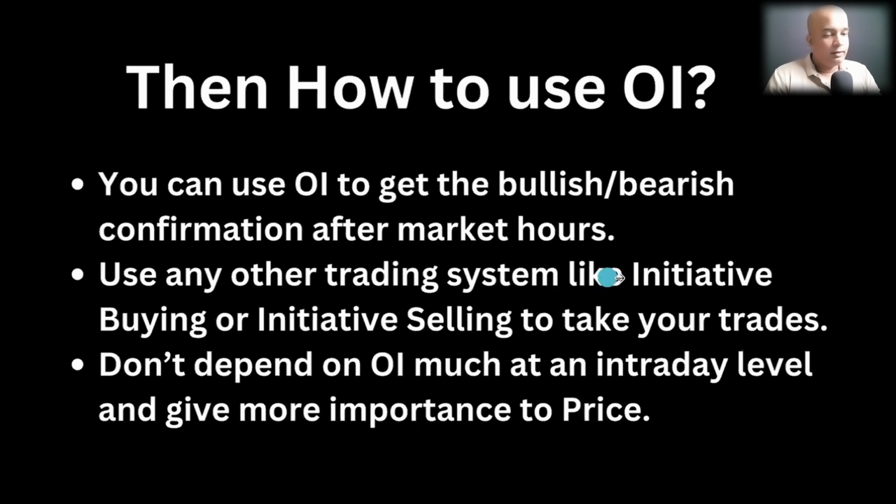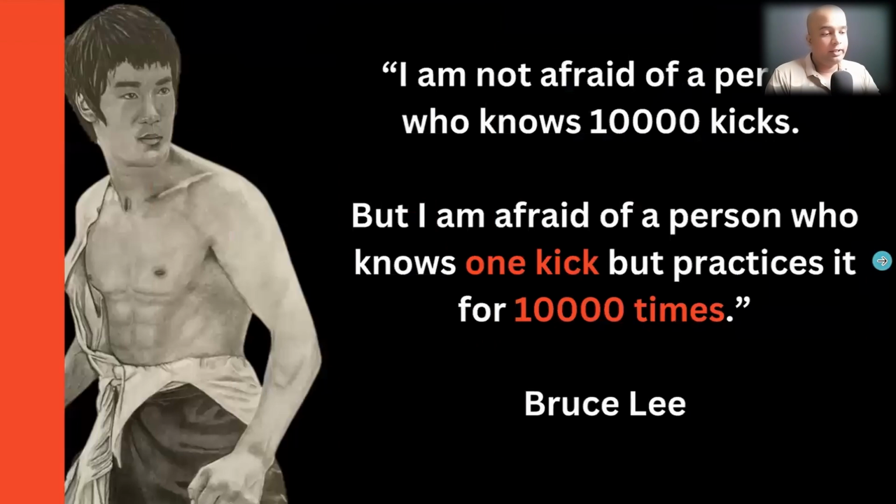So now, again, as I said, you can use the OI to get bullish or bearish view confirmation after market hours for a particular stock or index. You can use any other trading system like initiative buying system or initiative selling system for the trades. I've explained 10 intraday trading systems in my book, The Subtle Art of Intraday Trading. You can pick any of those systems. And as I said earlier, don't depend upon OI much on intraday level. Okay, this is the important thing.